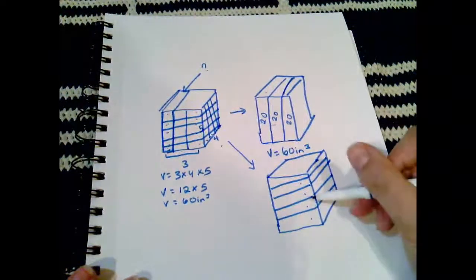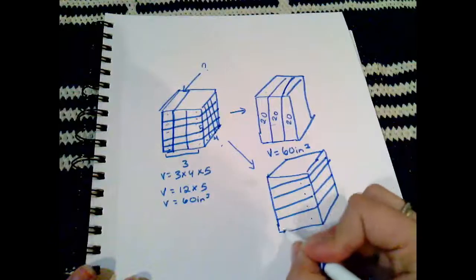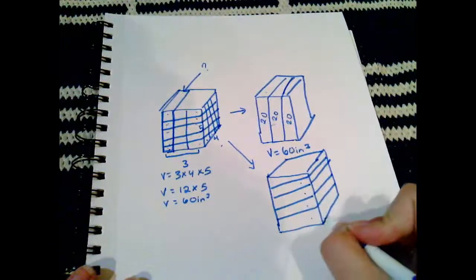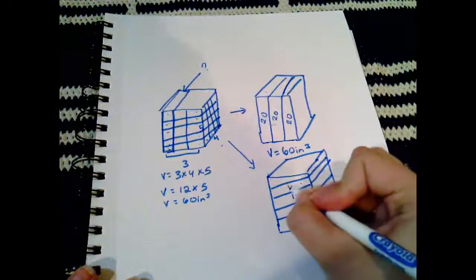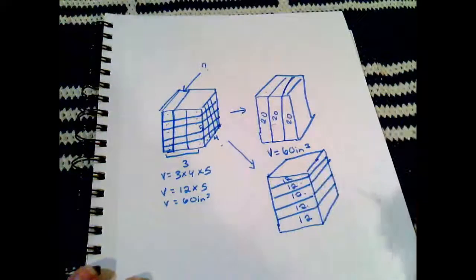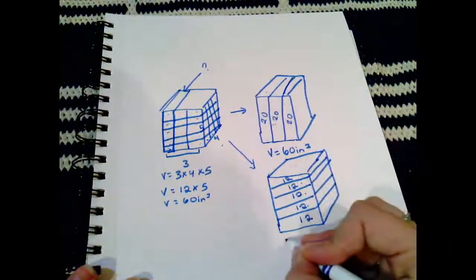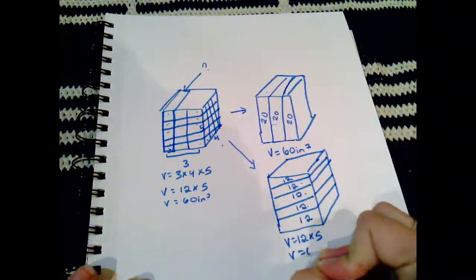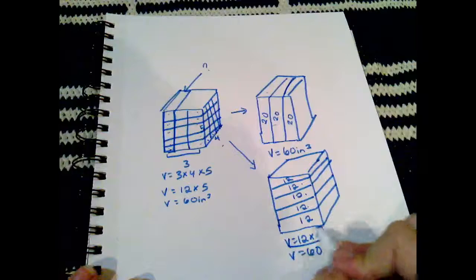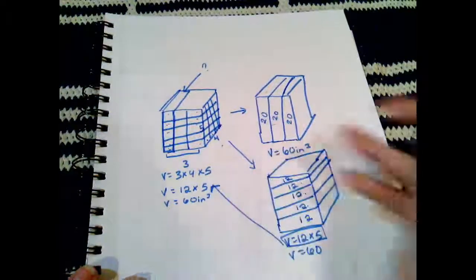All right, so if I have these 5 layers and I know each layer is 3 by 4, each layer is 12. So that means I have 5 layers of 12. So that means the volume is 12 times 5, which I know is 60. Oh, look at that.